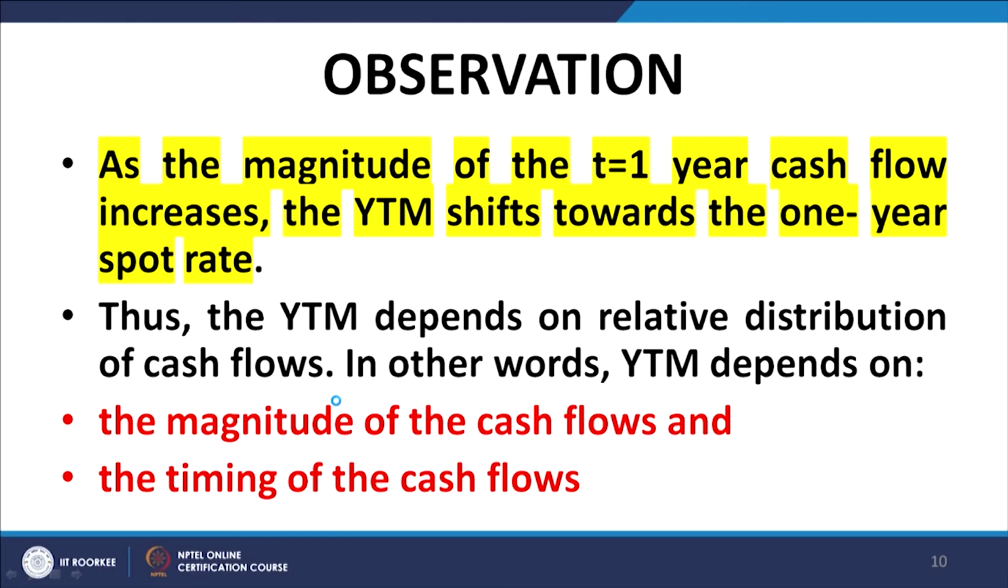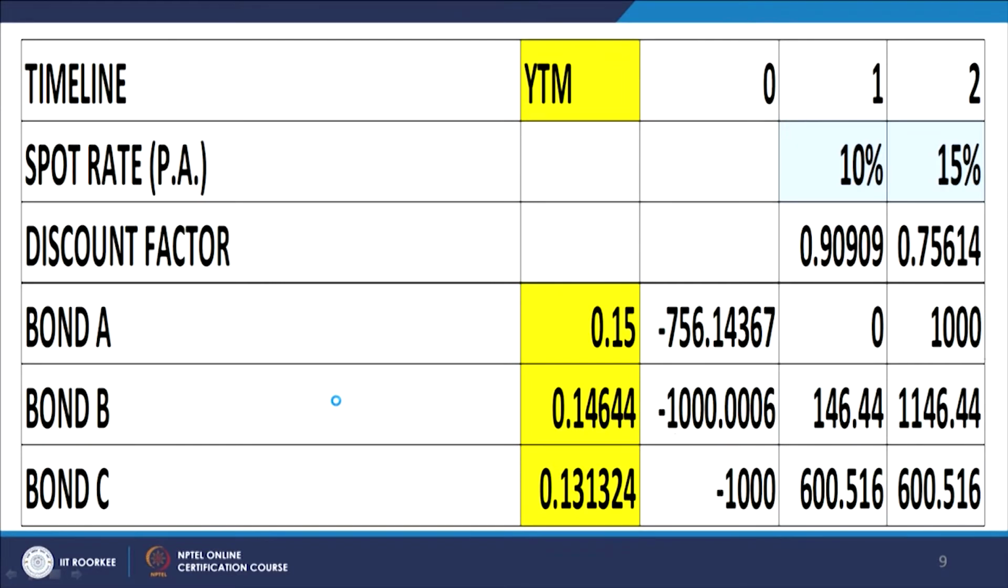Now, there are some important observations. As the magnitude of the t equal to 1 cash flow increases, the YTM shifts towards the 1-year spot rate. Now, this is a very important observation, very interesting observation. Let us go back. You see, the first year cash flow, let us look at the relative magnitudes of cash flows.